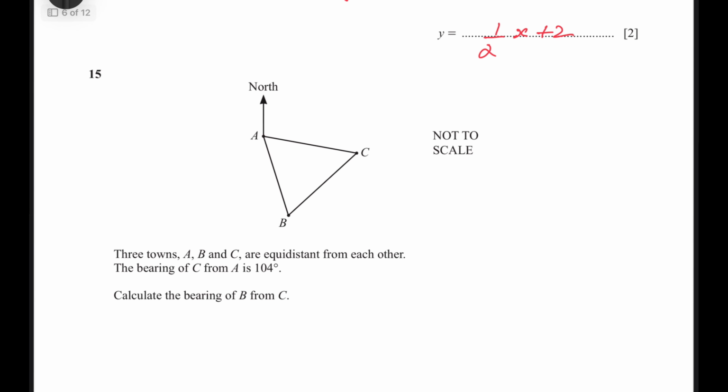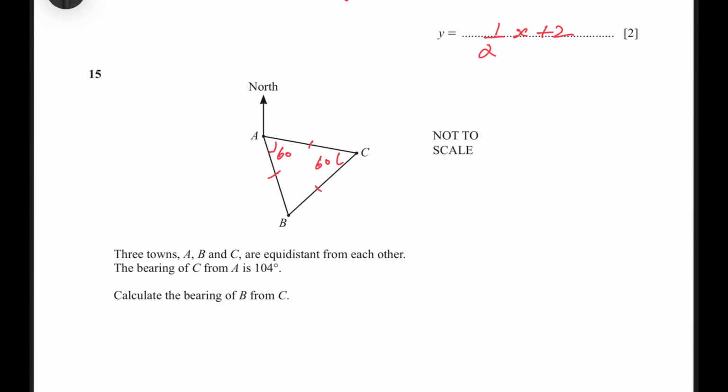15th, it's saying not to scale. Okay. Three towns A, B, C are equidistant from each other. See, equidistant means if you take this triangle ABC, the sides are equal. So first of all, this is making an equilateral triangle, and you should know that each angle is 60 degrees. So this is all 60 degrees.